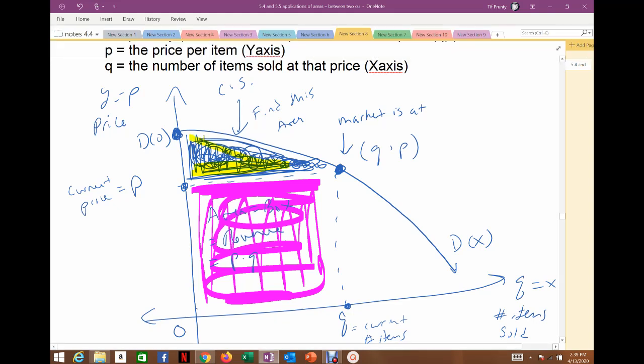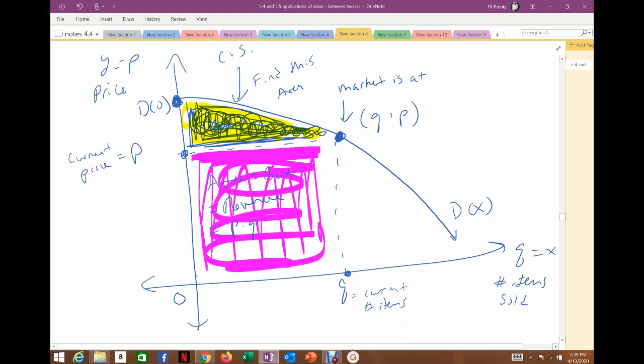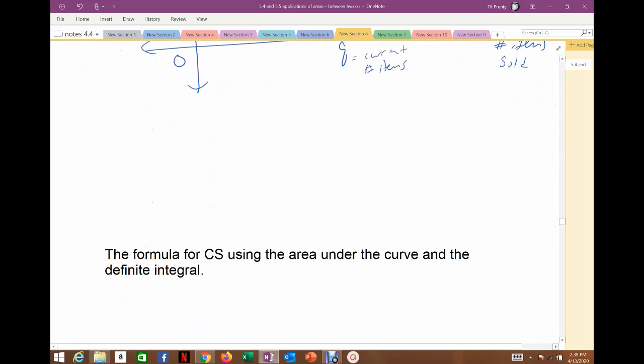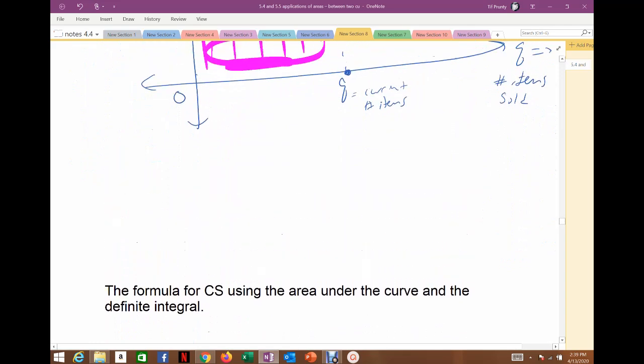And this highlighted area, which is the blue that I shaded in earlier, that's the consumer surplus. Well, if you look at the total area there, the pink plus the yellow, it represents the area under my demand curve from 0 to my current quantity, right? That's the total area. And so we're going to use that in order to find the area that I'm looking for. All right, so if I set up my formula, I'm going to write my formula.